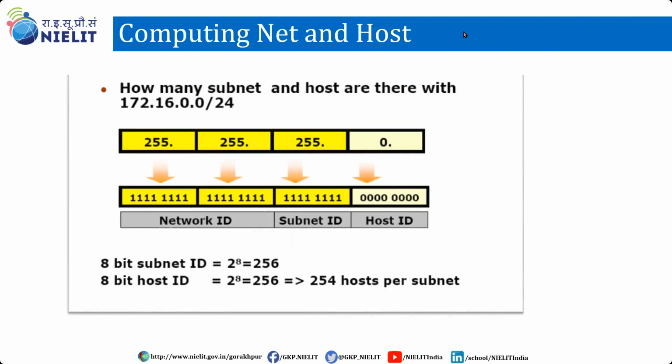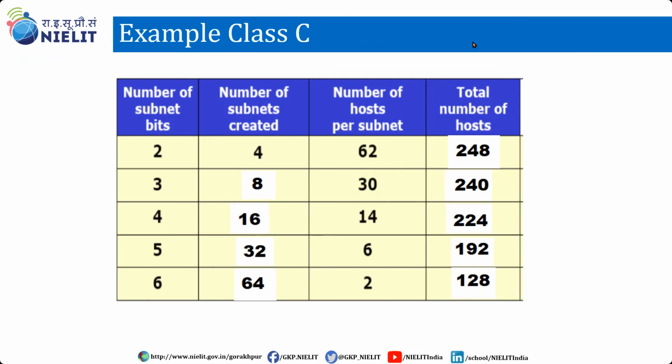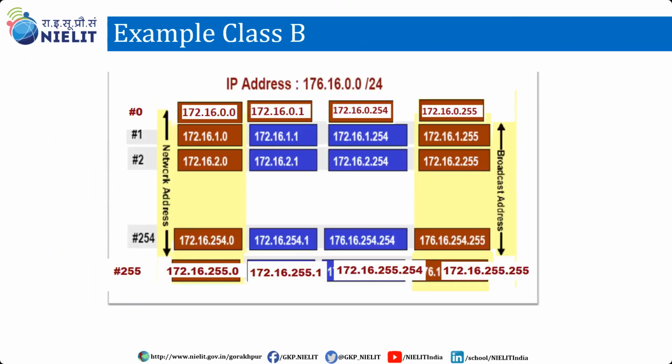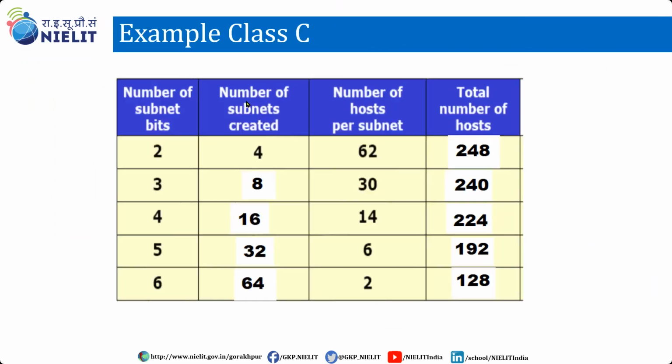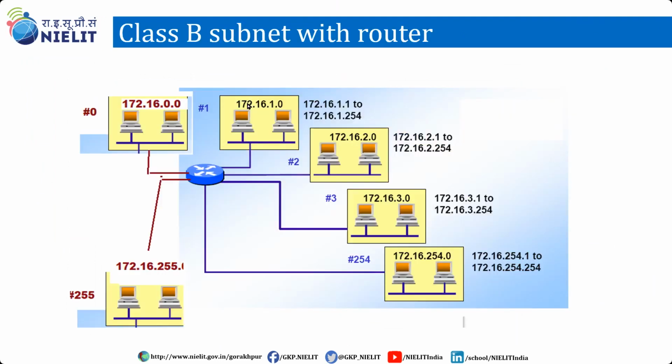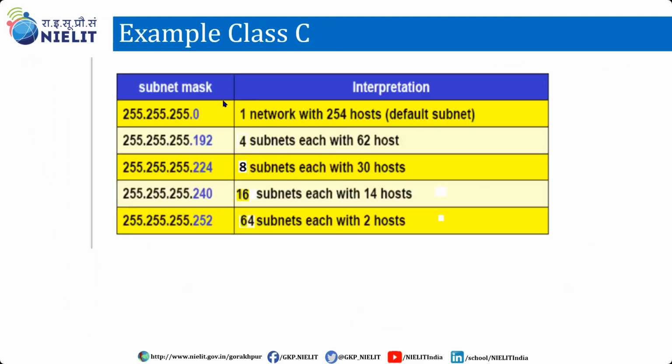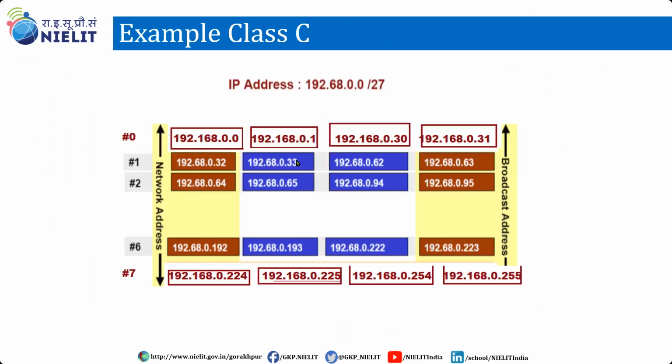Now coming to computing the network and host, different types of subnetting examples in class A, class B and class C. Yesterday we covered this subnet mask example. Now coming to some more examples. This is the example of class C, in which we can have a different number of subnets depending on the number of bits borrowed from the host portion.